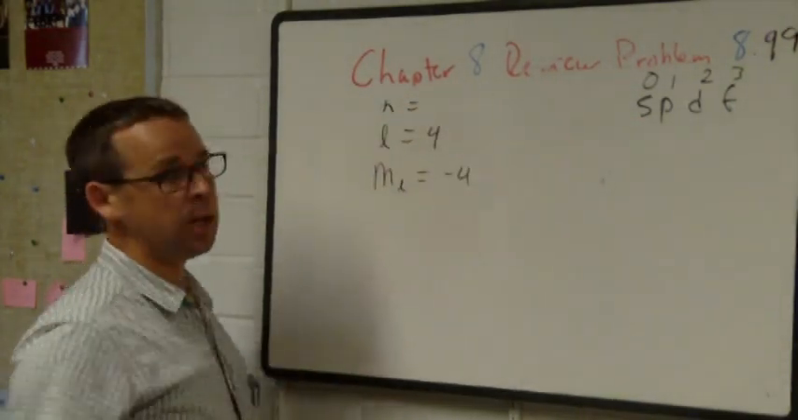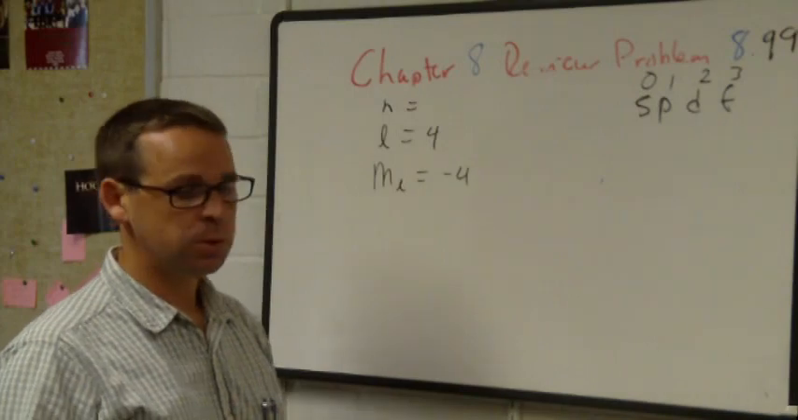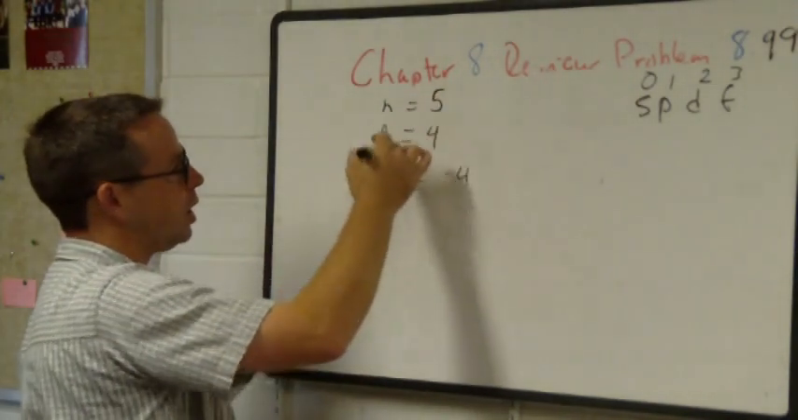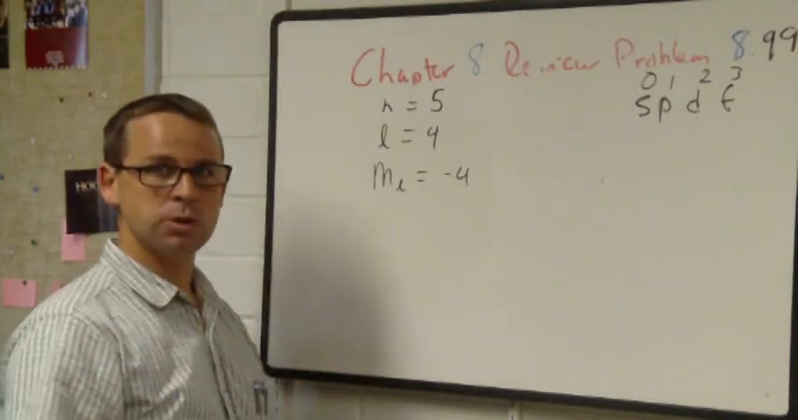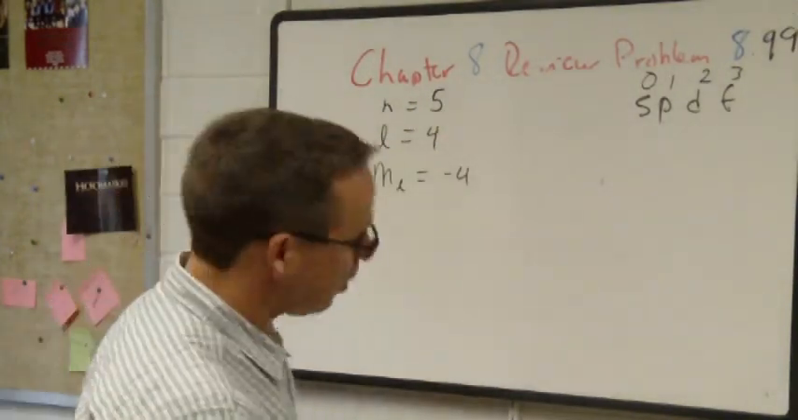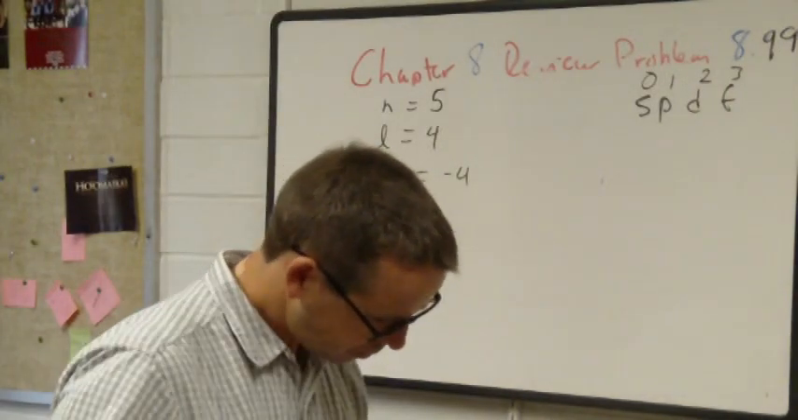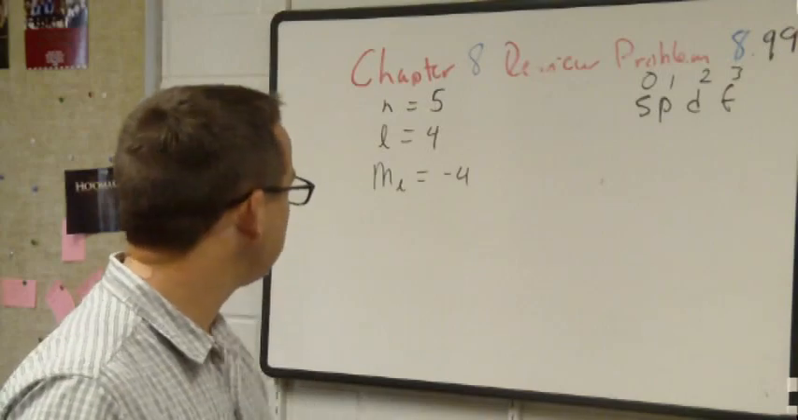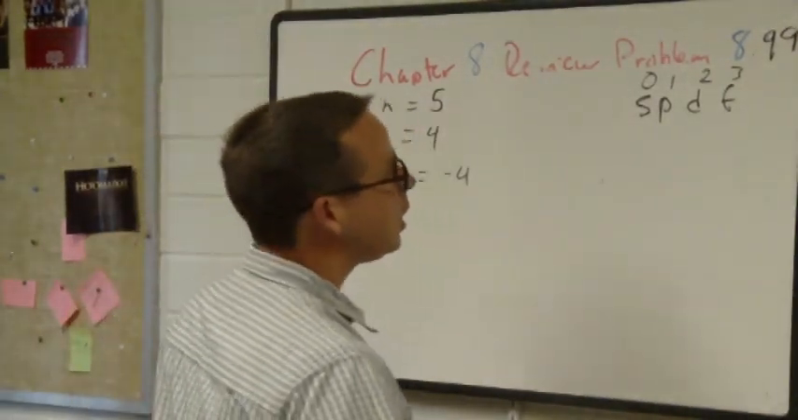And then the smallest value that N could be in this case would have to be 5, because if N equals 5, then L could go from 0 up to 4, and that would be the smallest value that N could be. All right, 899. L is 4, and N equals 5, so that's correct. All right, 8101.